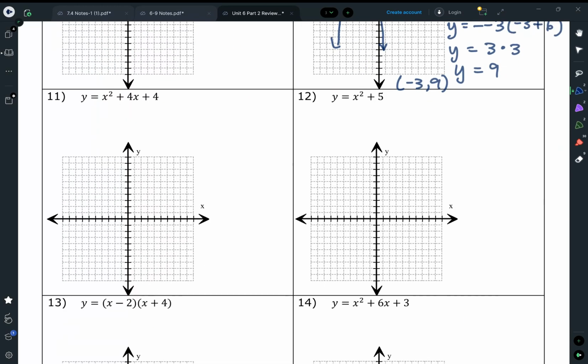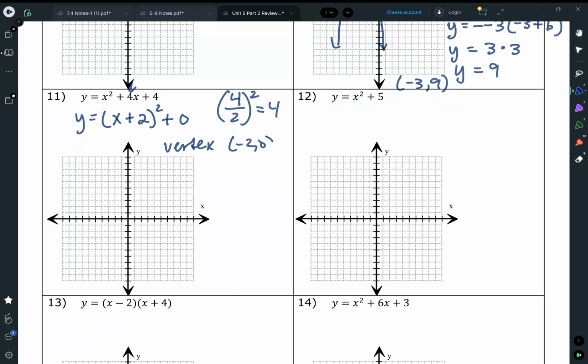x squared plus 4x plus 4. So I have a 1x squared, the 4x is even, and so let's go ahead and complete the square. 4 divided by 2 squared to figure out that magic number. We're always looking at our linear term, the x term. 4 divided by 2 is 2, squared is 4. So I'd want to add 4, but there's a 4 already there. That tells me that this was already a perfect square. So the quantity x plus 2 squared. So that means my vertex is negative 2, 0.